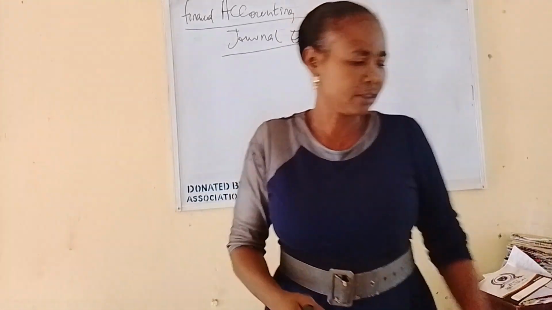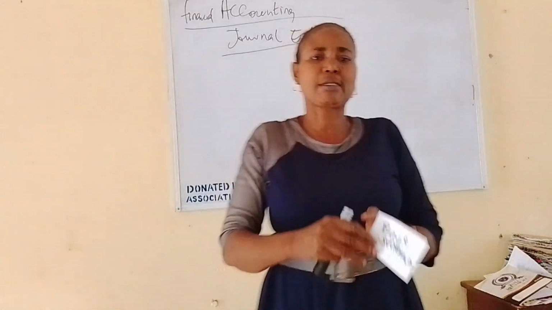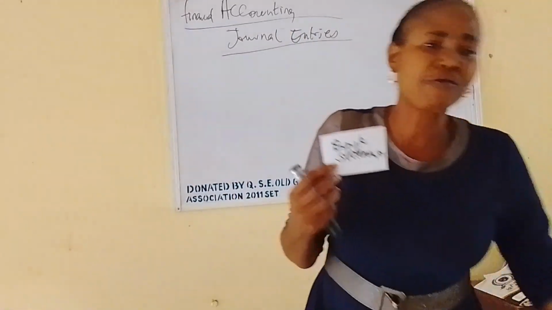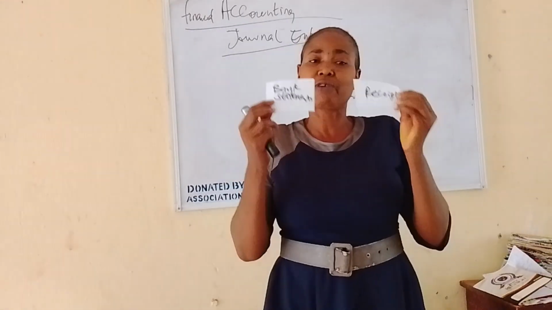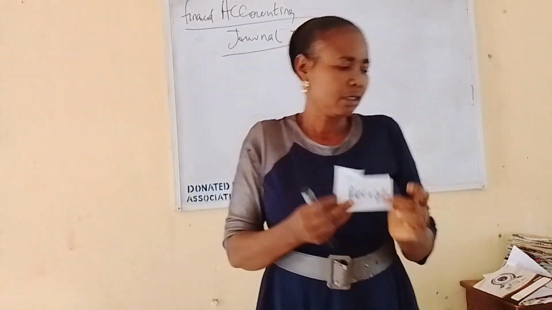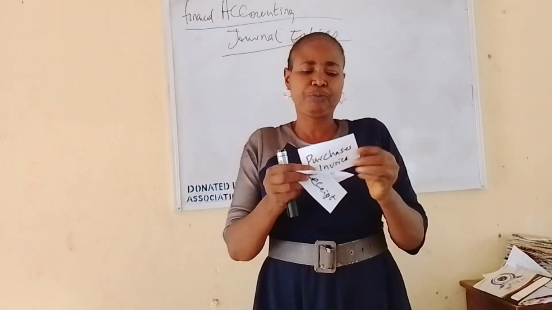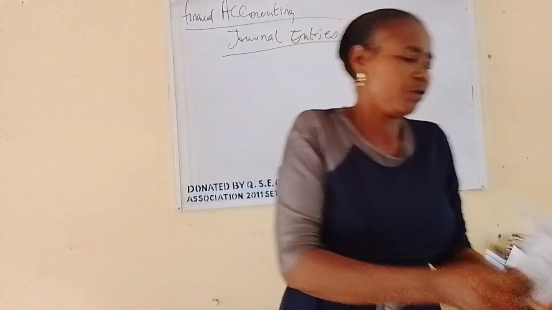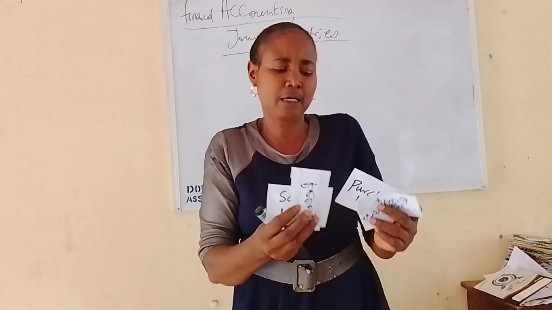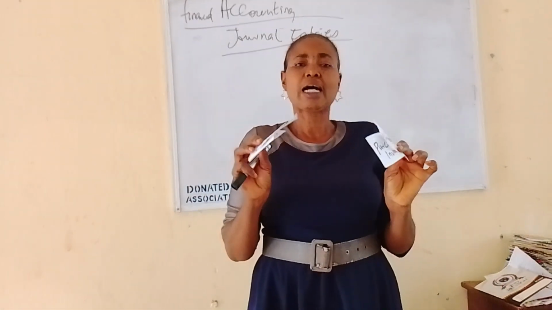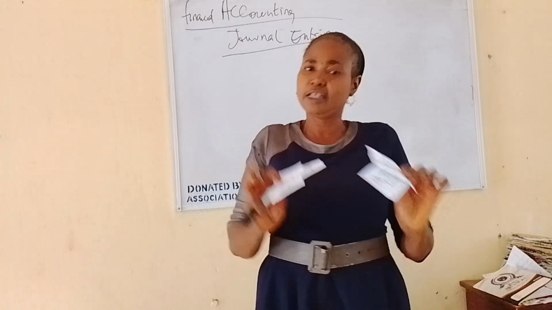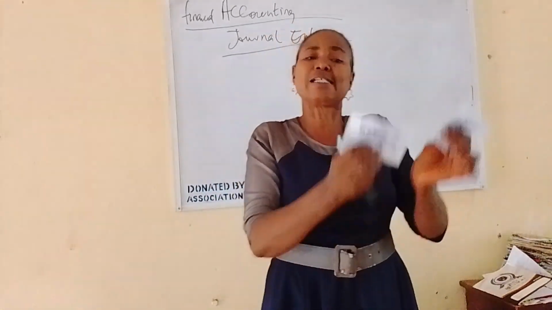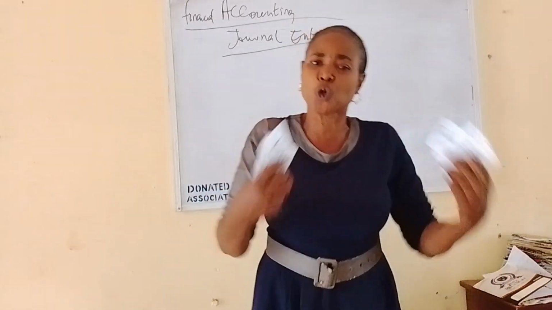Examples of source documents are bank statements, invoice, receipt, purchases invoice, and sales invoice. You can see that these bills are in pieces, and there's no way you can keep them fine in your business like this. So you have to transfer these bills into a single book called the journal book.